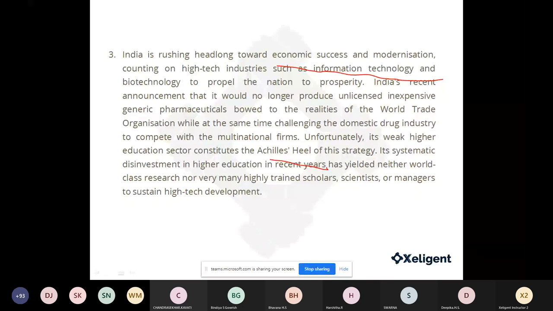Systematic disinvestment in higher education has yielded neither world-class research nor many highly trained scholars, scientists or managers to sustain high-tech development. So they have invested in higher education, but that investment hasn't created world-class research or highly trained scholars, scientists or philosophers. That's what we can understand from this passage. Those are the last three lines of the passage.